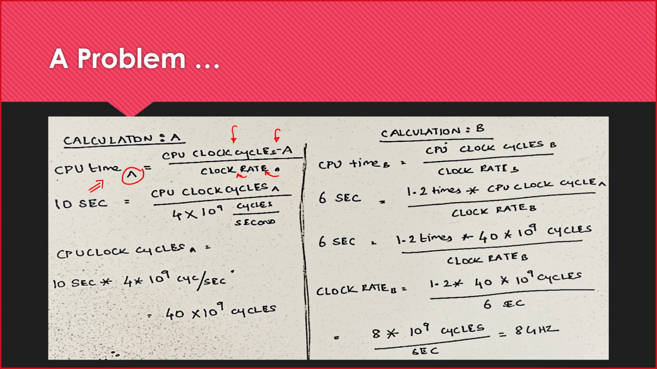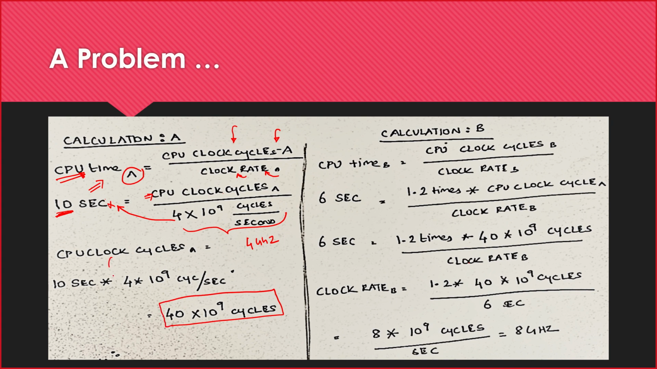Now CPU time, in the question itself, they made it very clear. Sachin needs 10 seconds for running in machine 1. That's what they have given for the first machine. So 10 seconds is equal to CPU clock cycles by clock rate. What is the clock rate? 4 gigahertz, that was given in the question. So to find the clock cycles, I need to multiply these. What will I get? I will get 40 into 10 to the power of 9 cycles.